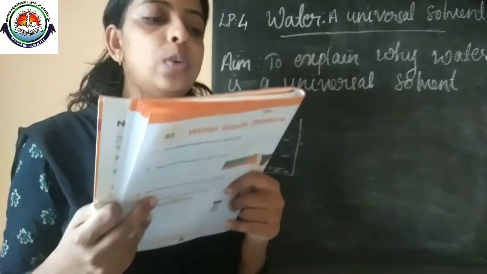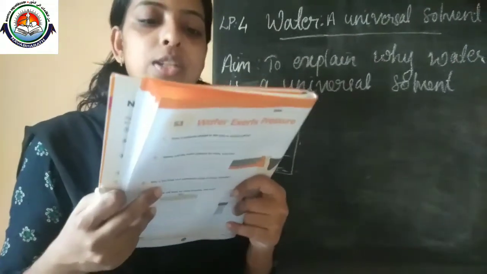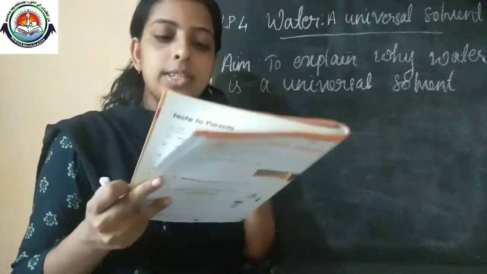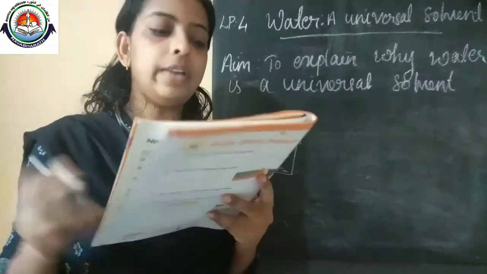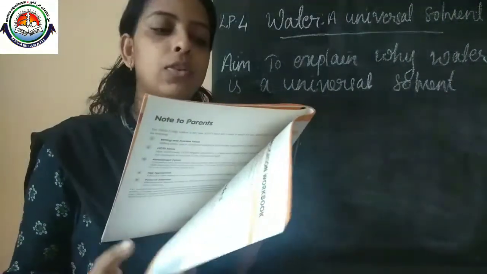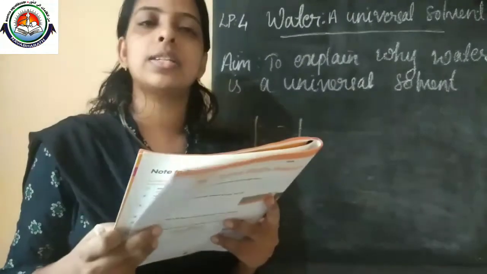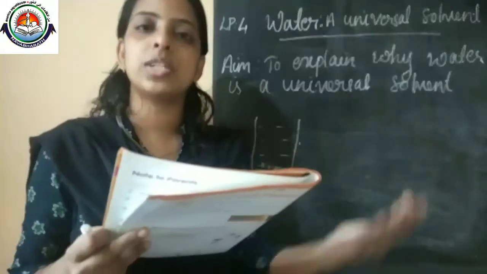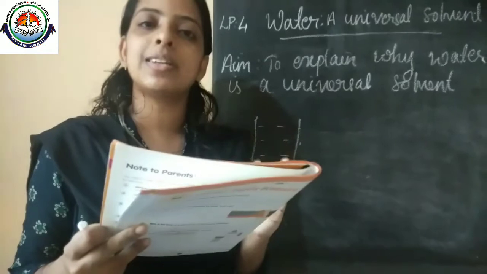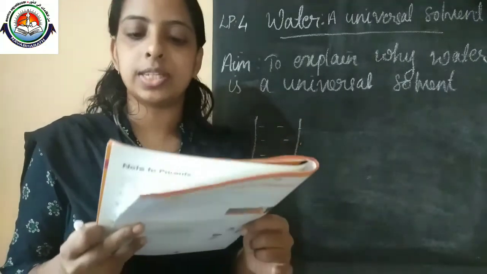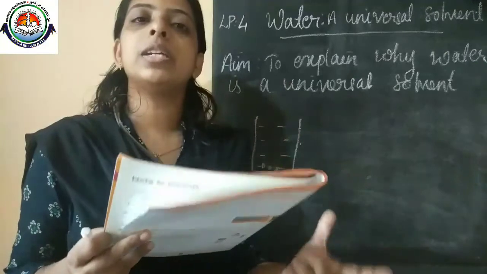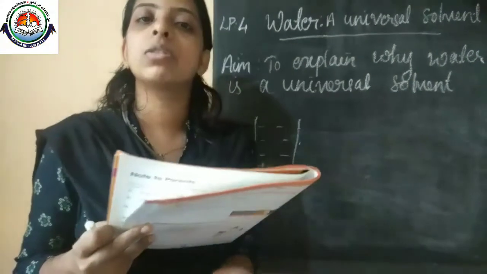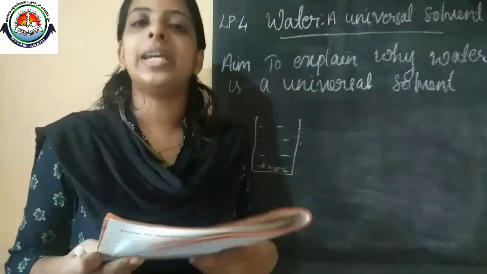Then the second question: how does the property of water as a universal solvent help us in A, cleaning clothes, and B, making tea? When we are cleaning clothes, we are using a detergent powder, and that detergent powder can dissolve in water, then we can wash our clothes easily. And when we are making tea, the tea leaves can dissolve in water, and the sugar can also dissolve in water, so we can easily make the tea.